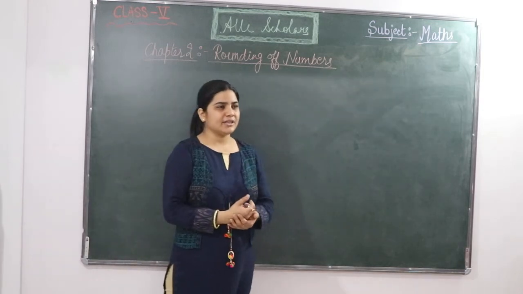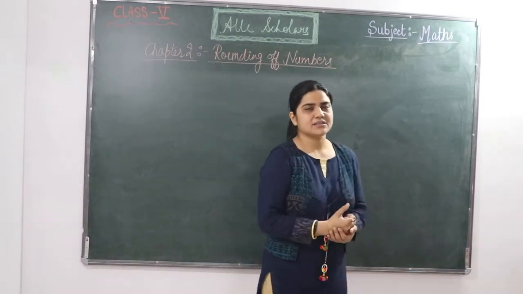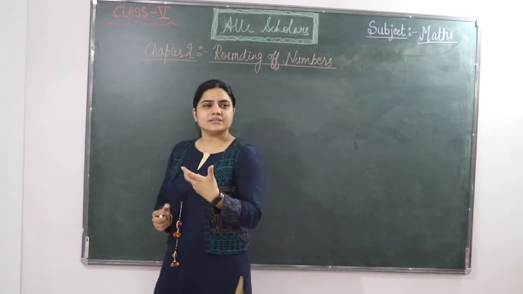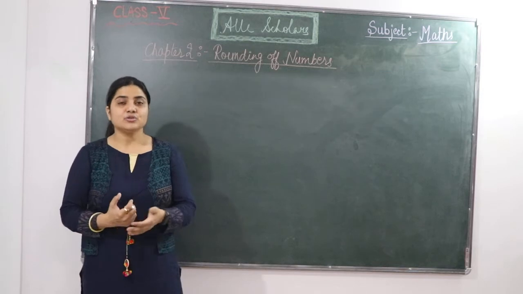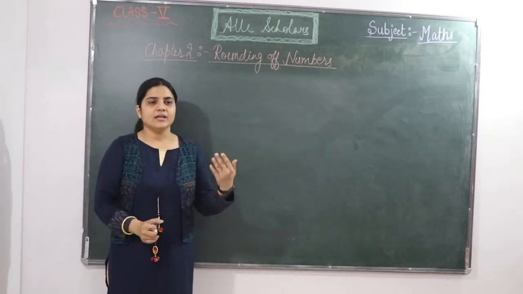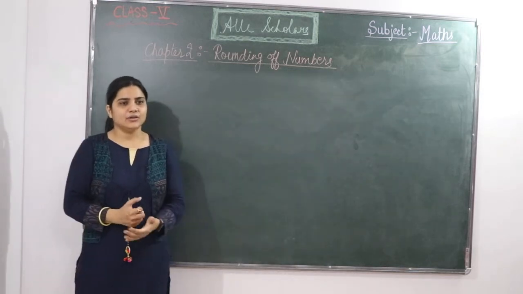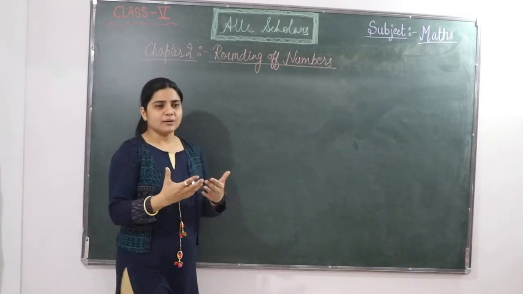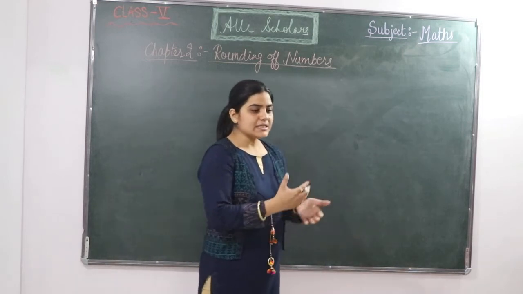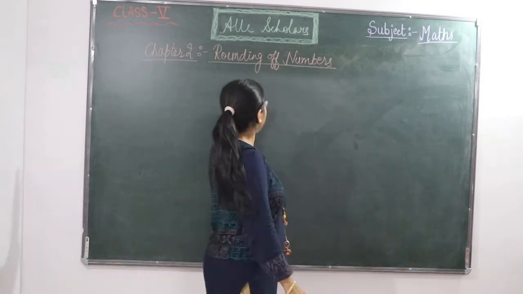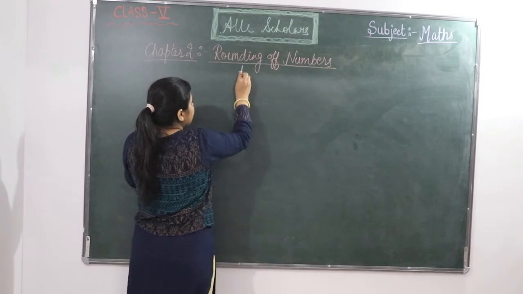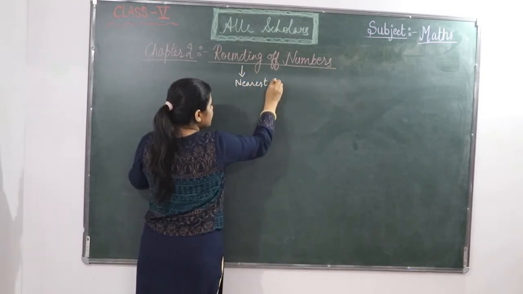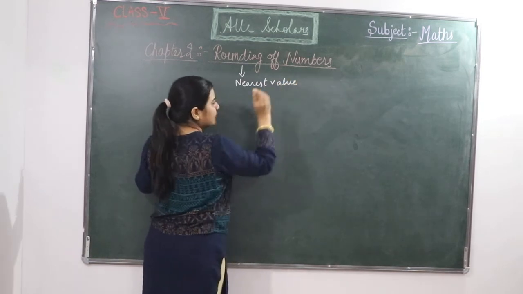Approx. Sometimes you must have seen that if you ask somebody what the price of this cloth is, he says approx 700. So it may be 675, it may be 690. So approx or round off, these are similar kinds of words, which mean nearby. Rounding off means nearby, or you can say the nearest value.